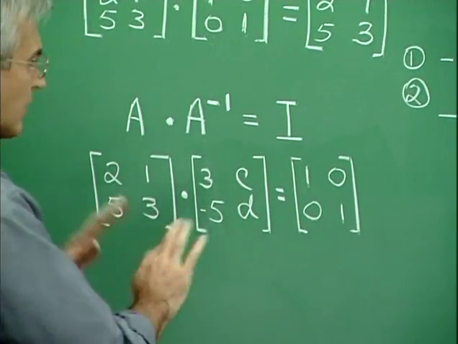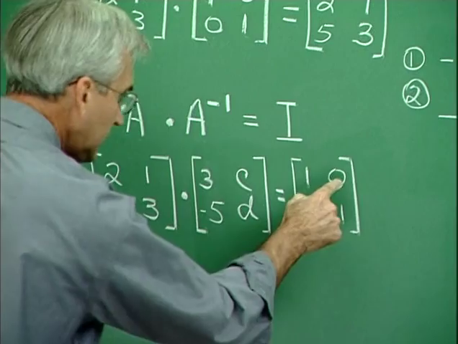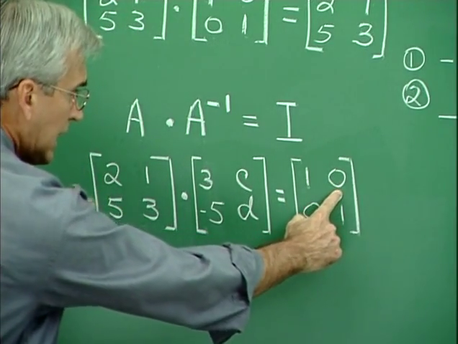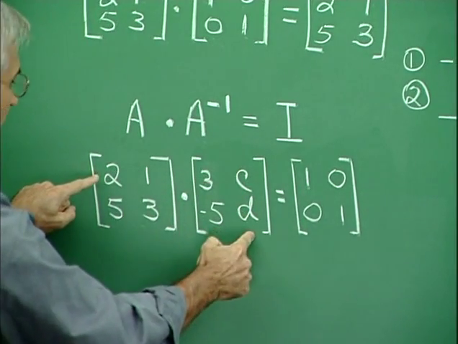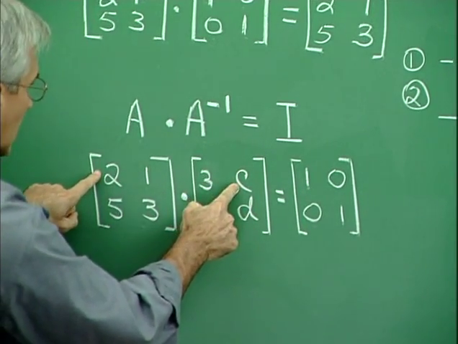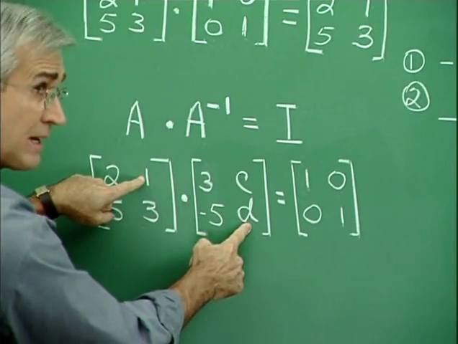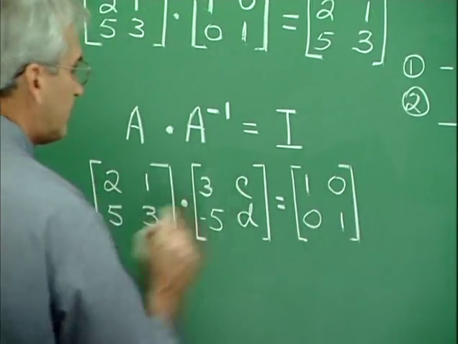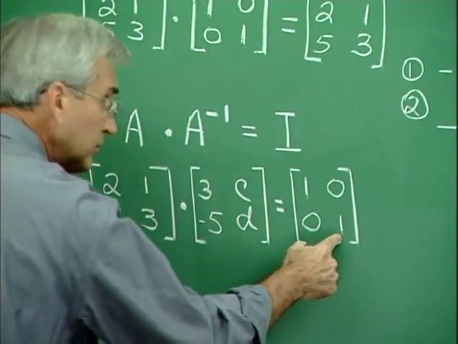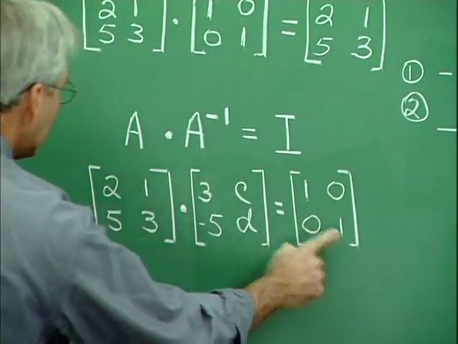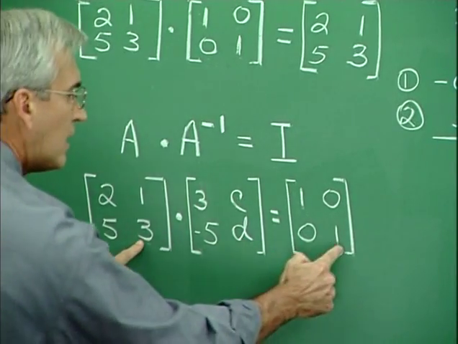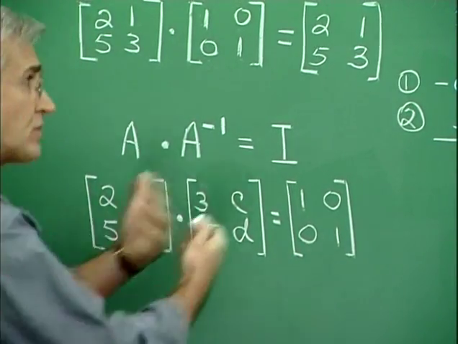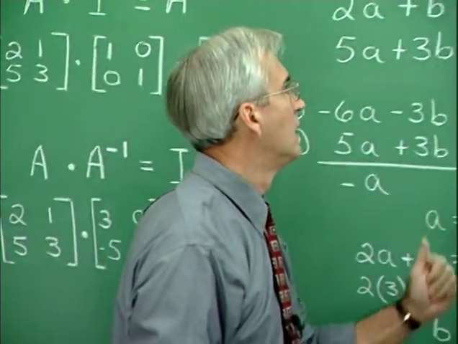Okay, for C and D, very similar kind of idea. For this item, it's in the first row, second column. So it's 2C plus 1D, 2C plus D equals 0. And then for this item, it is in the second row, second column. So 5C plus 3D equals 1. And that system of equations is up here.